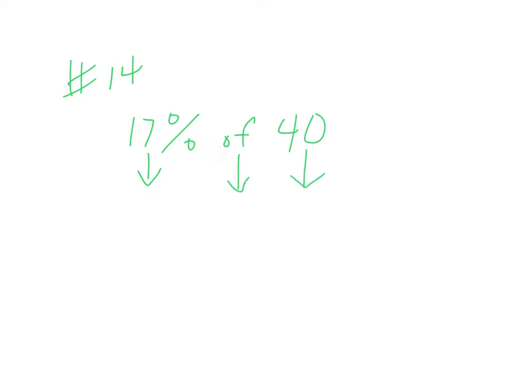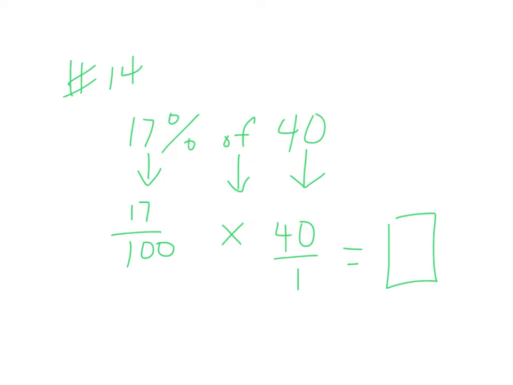Okay, and this is what we did the extra notes page for, so hopefully you're checking your notes and you're going over this stuff. But you have 17 over 100. The of means multiply, and the 40 stays the same. So now I can make that into a fraction and then you solve. So whatever you solve for, that's your answer.